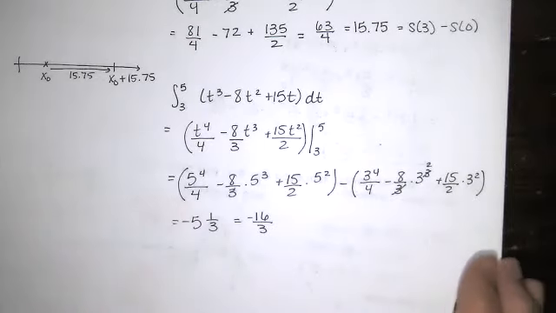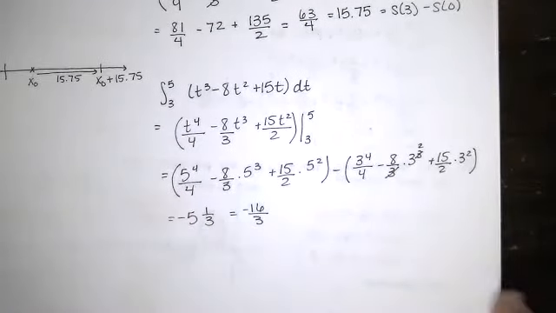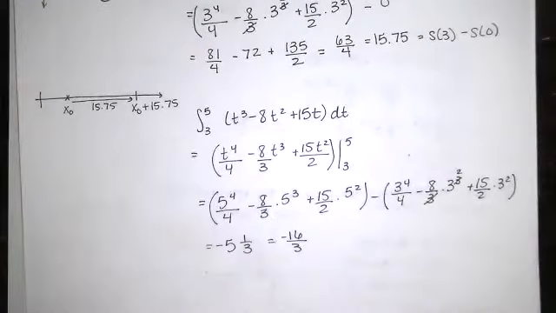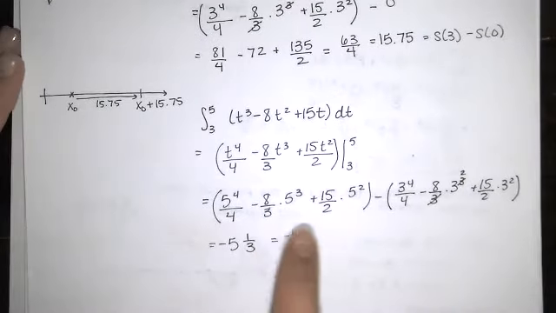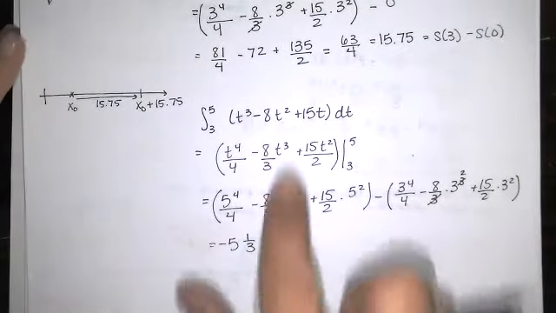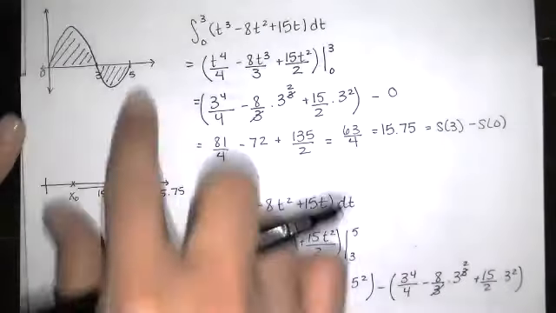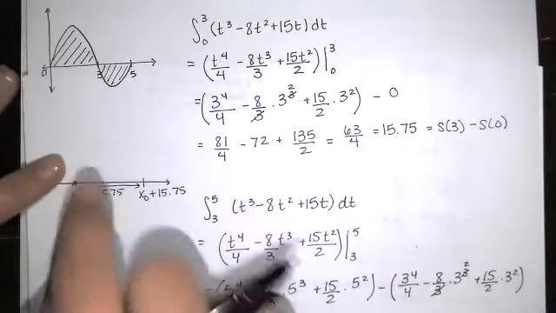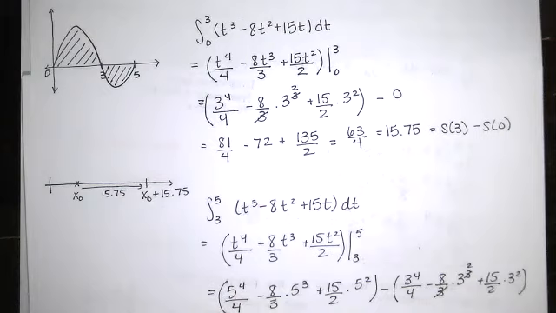Okay, so what does that mean? Well, we got a negative value. The function was negative the entire time over that interval. And we know that because of our picture, and we were able to draw our picture because of our knowledge of polynomial functions from pre-calculus.